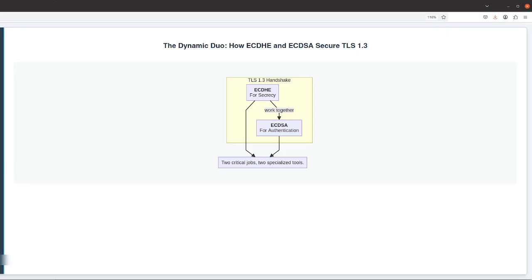Cryptographic heart of TLS 1.3 by answering a crucial question. How do ECDHE and ECDSA work together? Many people learn about these two algorithms separately, but their true power is revealed when we see how they are combined in a real-world protocol. In this presentation, we will dissect their distinct roles and see how this dynamic duo provides both secrecy and authenticity for a modern, secure handshake.